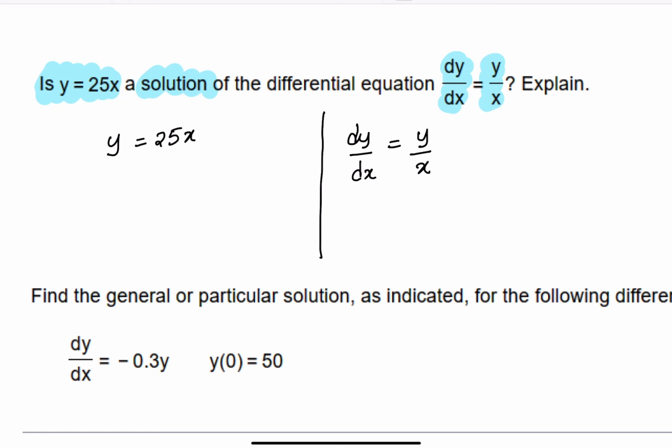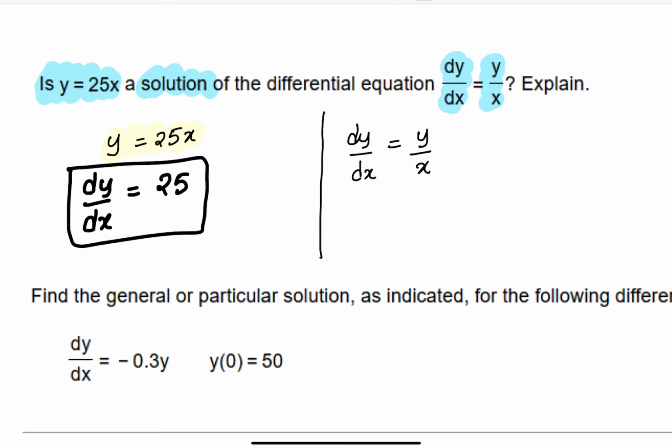Okay, now let me differentiate this one. When I differentiate my left hand side, what do I get? I get dy by dx is equal to 25 because the derivative of x is 1. Now I see that dy by dx is 25, and here I have dy by dx is y over x. Then that's not equal. But wait a minute.